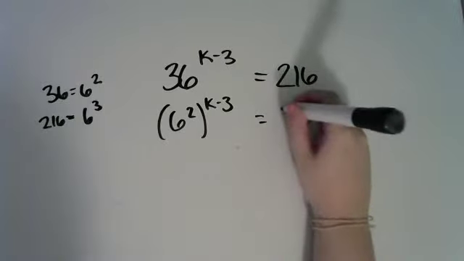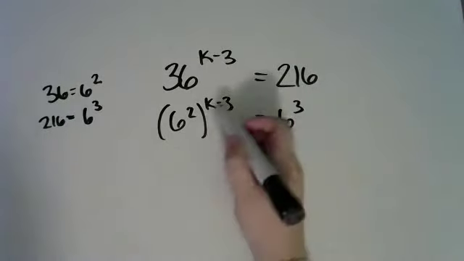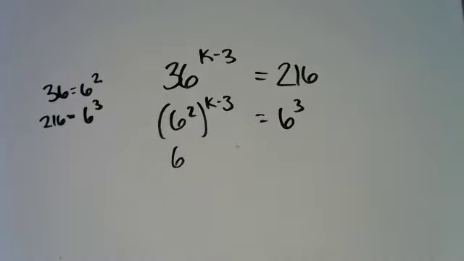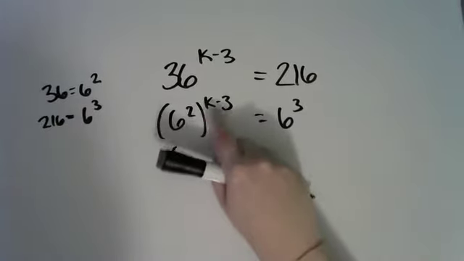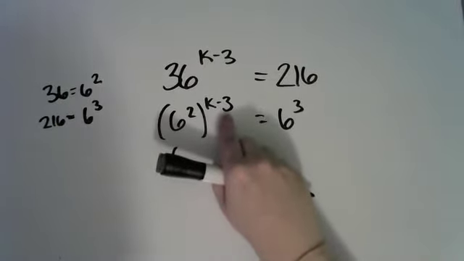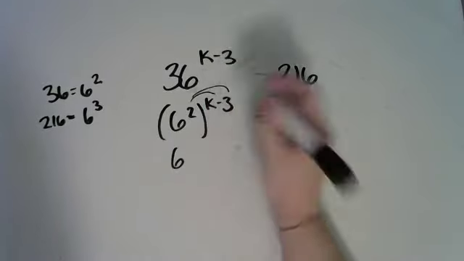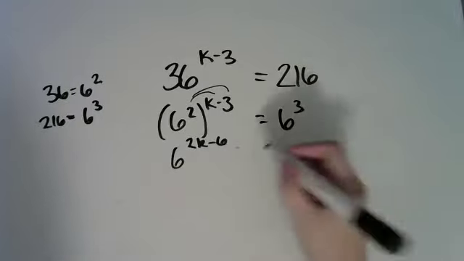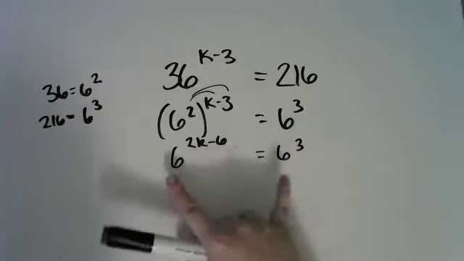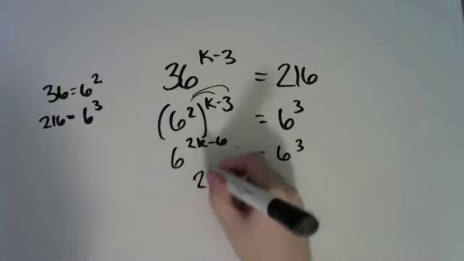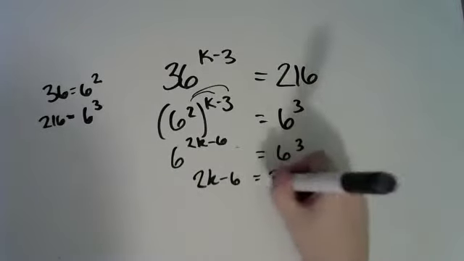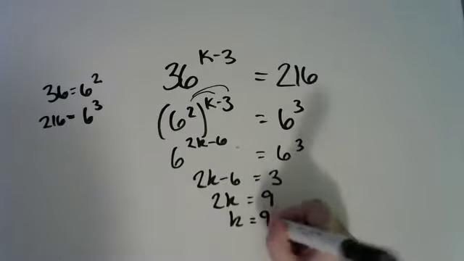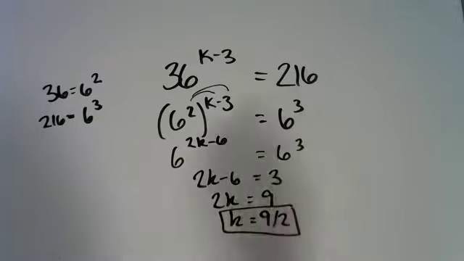For this one, let's replace the 36 with 6 squared. And let's replace the 216 with 6 cubed. Apply the power rule. Be careful, because we need to multiply this exponent by this exponent. And this exponent is a binomial. So as we multiply it, we need to make sure that we distribute. This is 6 to the 2k minus 6 equals 6 cubed. Bases are the same, exponents must be equal. 2k equals 9, k equals 9 over 2, or 4.5 would both be the correct solution.